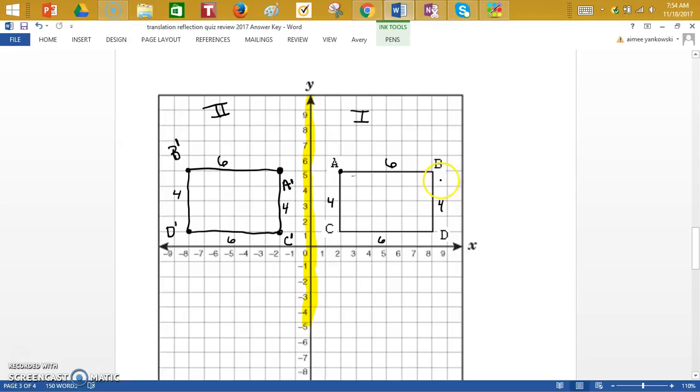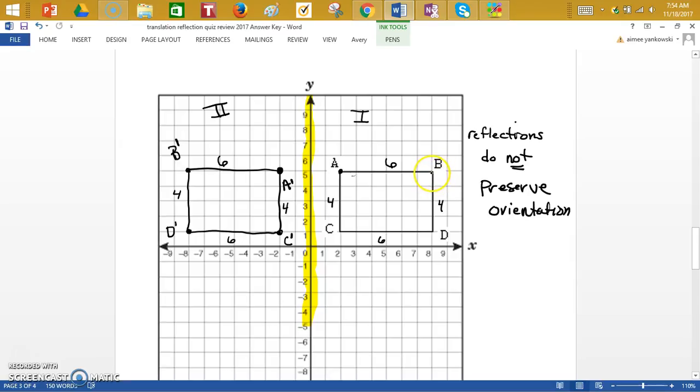All right? There's so much that remains the same. But in reflections, what's the only thing that changes? Orientation. So reflections do not preserve orientation. Okay? They actually have opposite orientation.